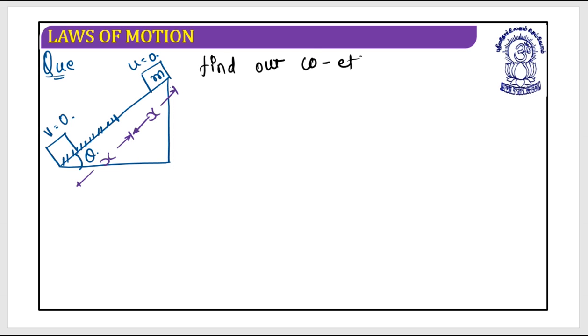is the coefficient of static friction. This is required. You require this. Find out the coefficient of static friction. In this situation, let's say it is mu. So how could you do this? How could you do this? Just take your time of 30 seconds and think over this, what could be done.